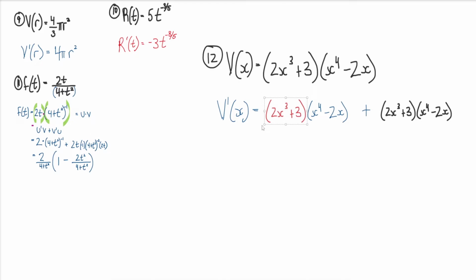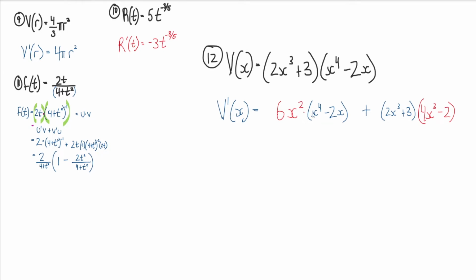So what's the derivative of that? It's really just 6x squared, right? And then in this one, we're going to keep the first one, and we're going to take the derivative of the second one. So what's the derivative of that? It should just be 4x to the 3 minus 2, right? And now that can all be kind of simplified.